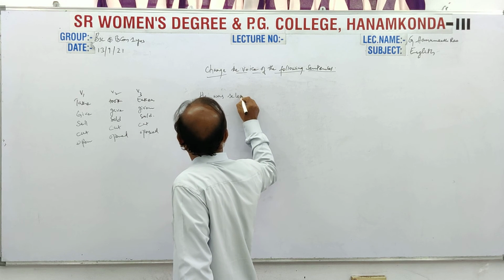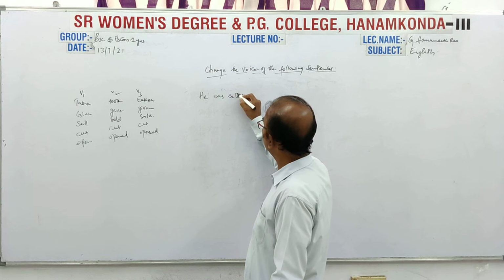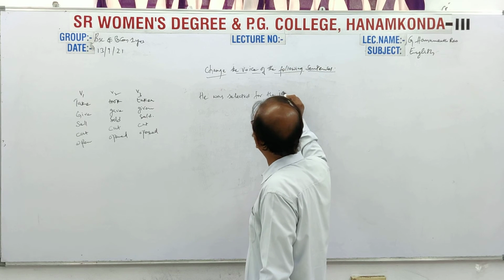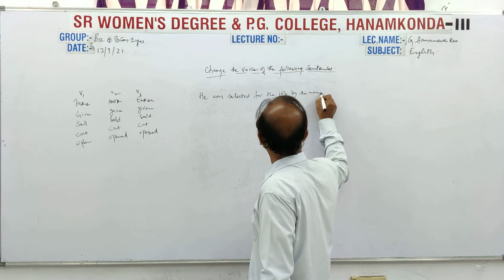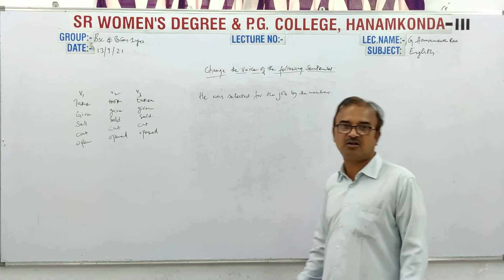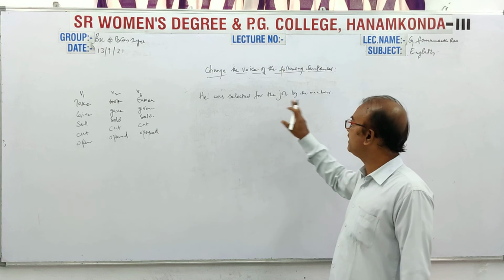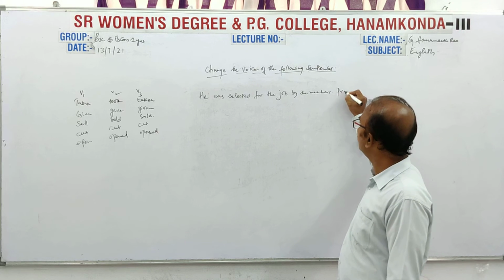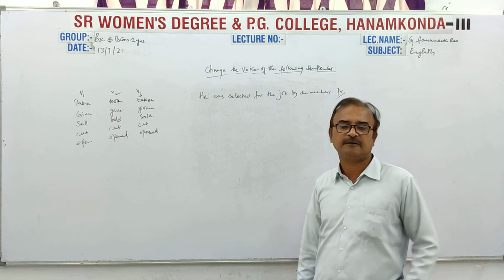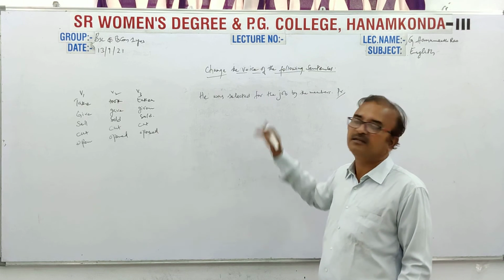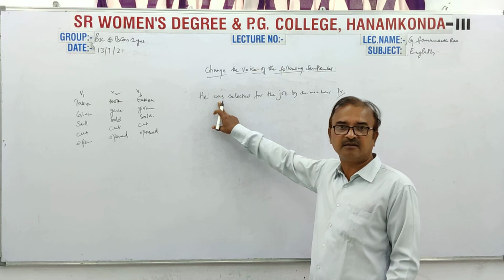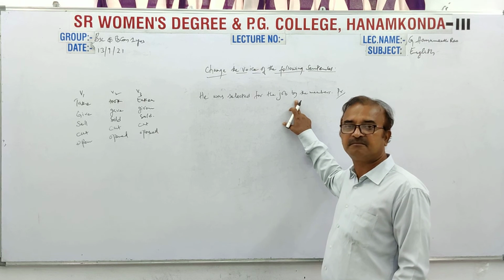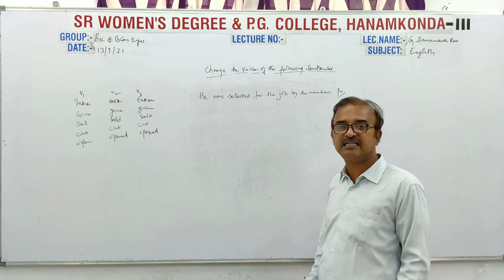He was selected for the job by the members. Now, if I take a careful look at this sentence and understand it, I say that this sentence is in passive voice. Check this one, yes. You can see a helping verb here, a helping verb in past tense. And here you can see this preposition. So these two things give me the idea that the sentence is in passive voice.